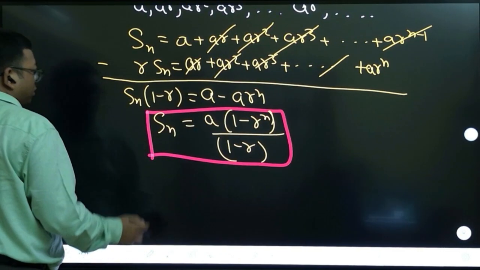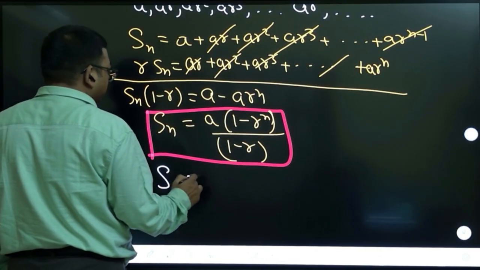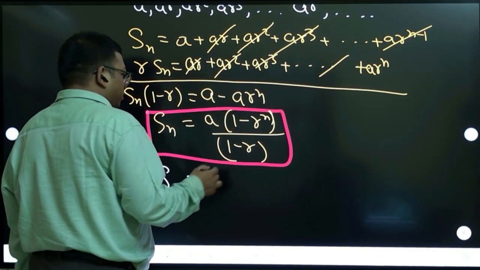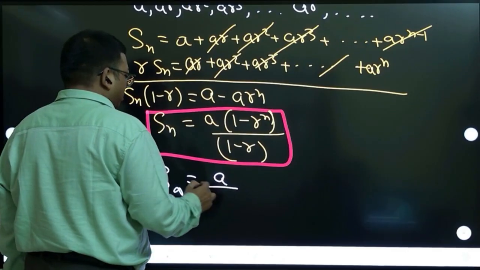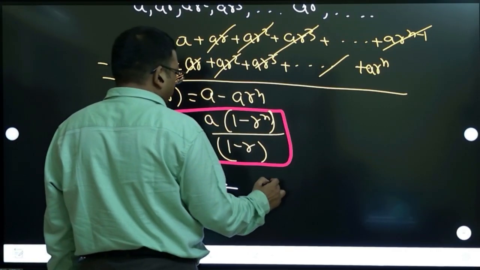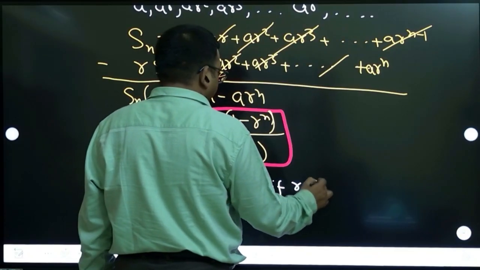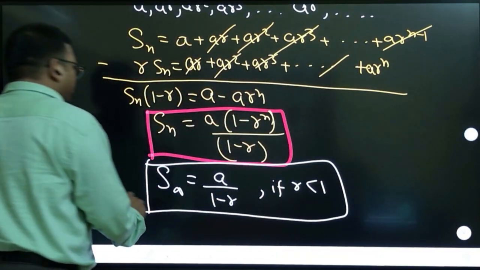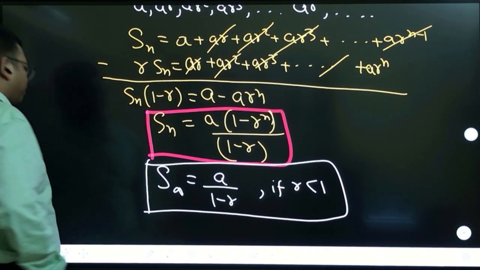And sometimes they give the sum of infinite terms. That means n is going to be infinity. So this becomes a by 1 minus r if r is less than 1. Okay, note that. This condition we will be using in many calculations.